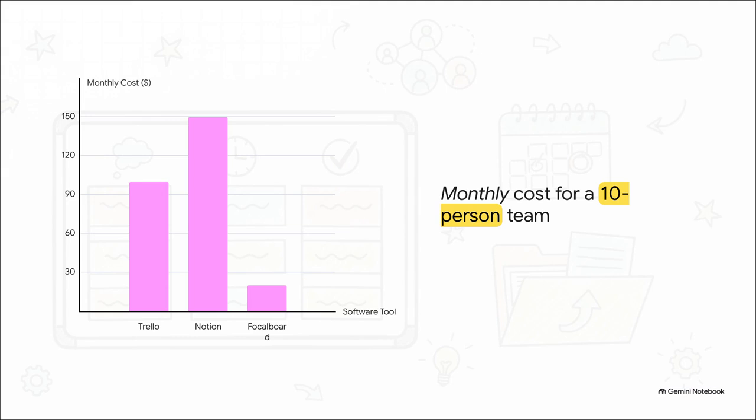And this brilliantly illustrates the real math here. Let's look at a 10-person team. Trello's business tier, that comes in around $100 a month. Notion, that's going to range from $80 to $150 for full collaboration. But self-hosted Focalboard, the software itself literally has a $0 licensing cost. You are only paying for minimal cloud hosting, which typically runs a mere $10 to $20 a month. To put that into perspective, that is an annual saving of roughly $1,000, and it completely removes those annoying tiered limits.